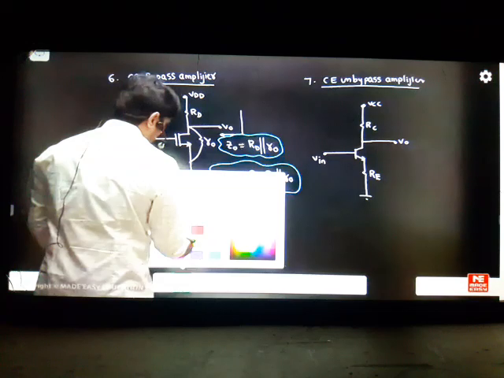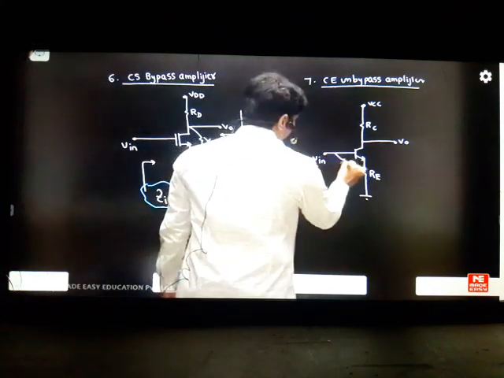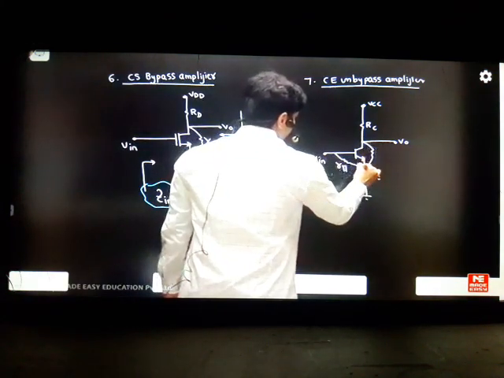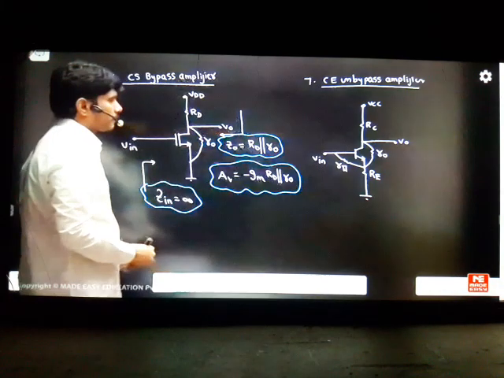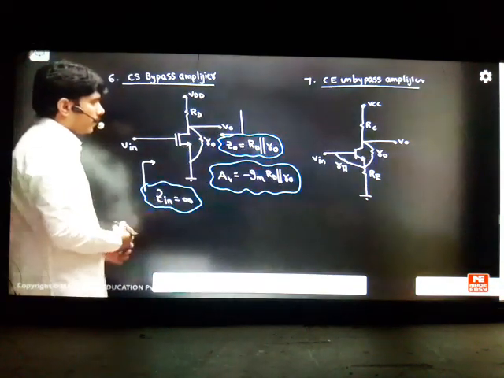Then automatically you should have the concept like this. Here, from here to here, we have R pi. From here to here, we have R naught. If you consider everything, these are the concepts. If early voltage is not equal to infinite, R naught will be there. If biasing you have done, R pi will be there, input impedance.